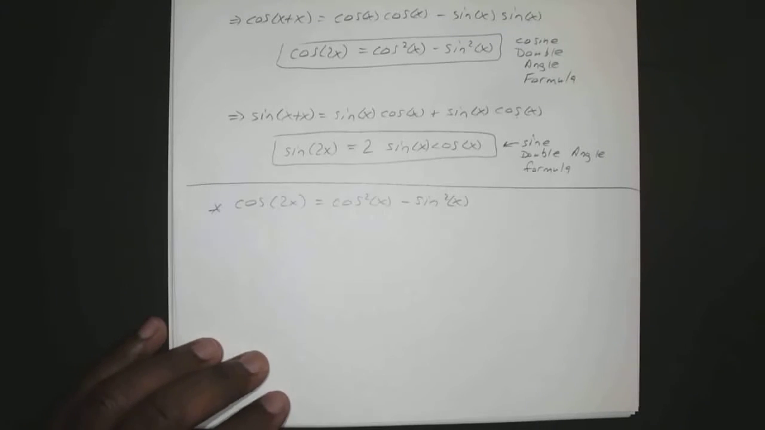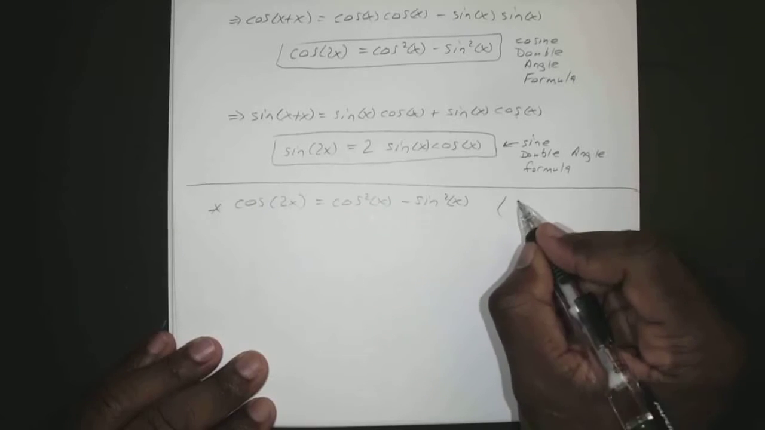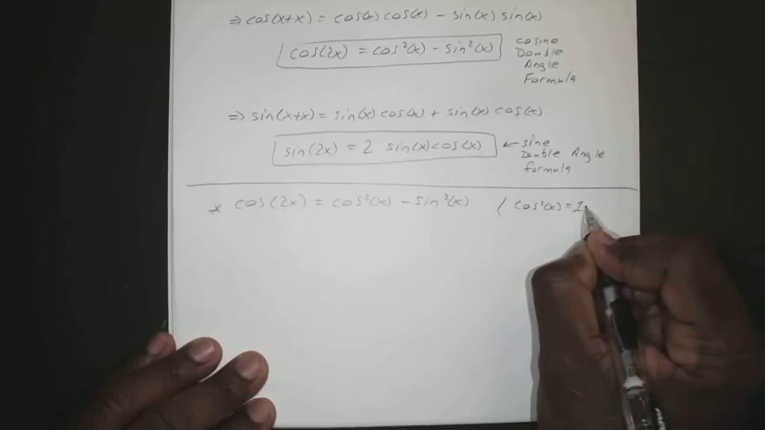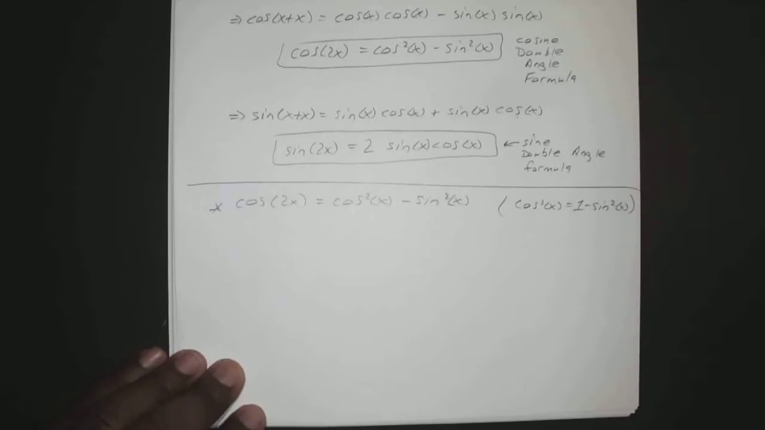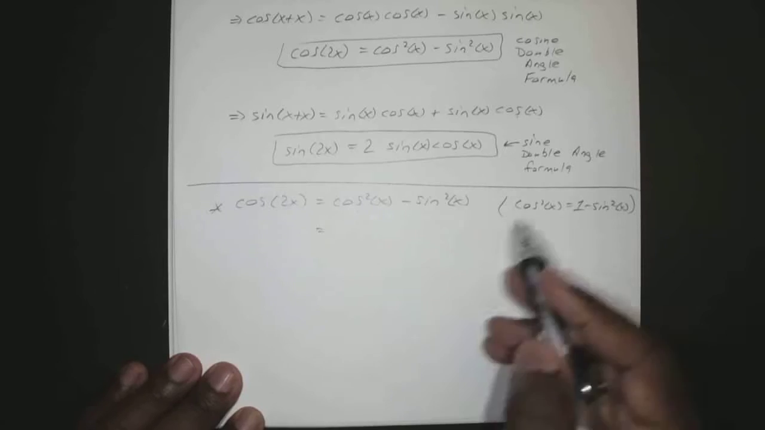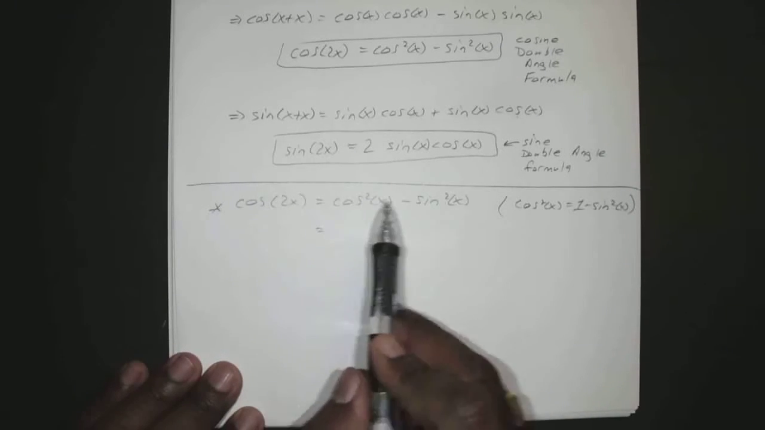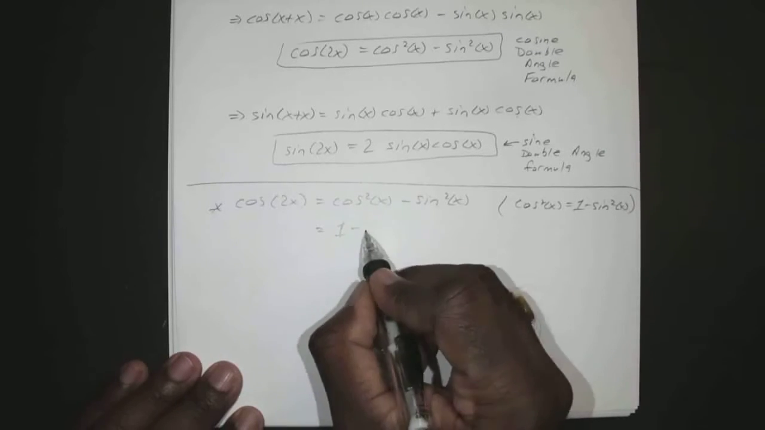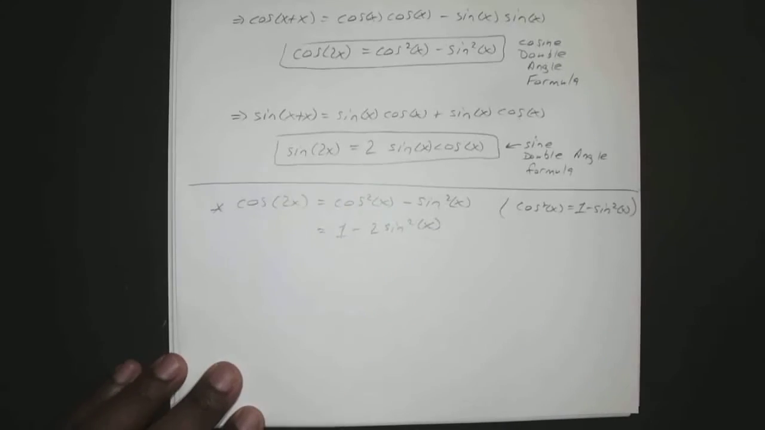Okay, so what if we decide to, let's say, cosine squared of x is equal to 1 minus sine squared of x. Okay, this becomes 1 minus sine squared of x minus sine squared of x. So it would become 1 minus 2 sine squared of x.